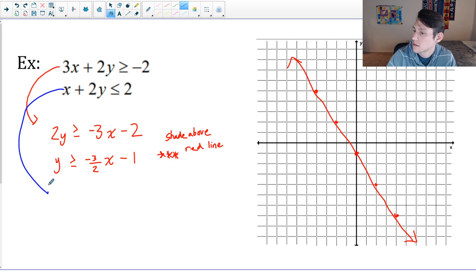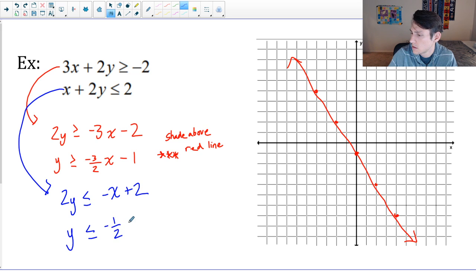Okay, so now let's do this equation. So I'll start off by moving the x over to the right side. So I'll subtract x from both sides. And then divide everything by 2. So y less than or equal to negative 1/2 x plus 1.